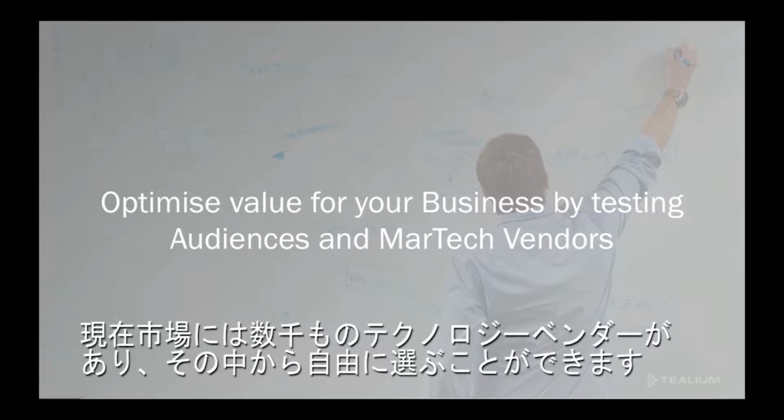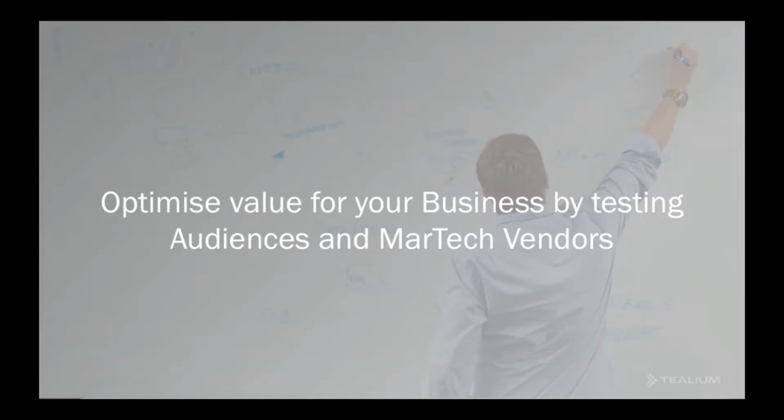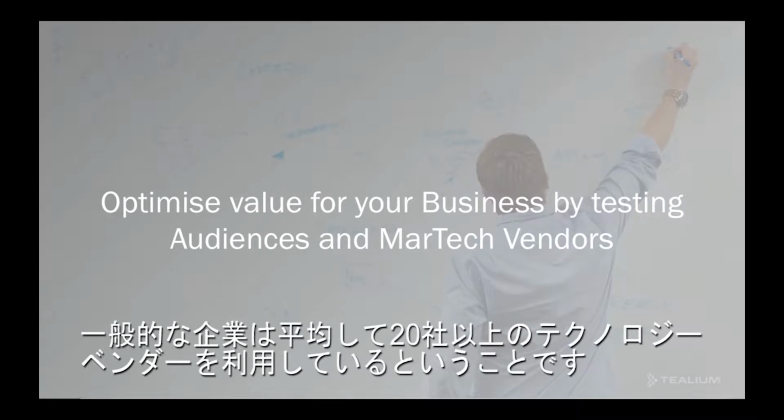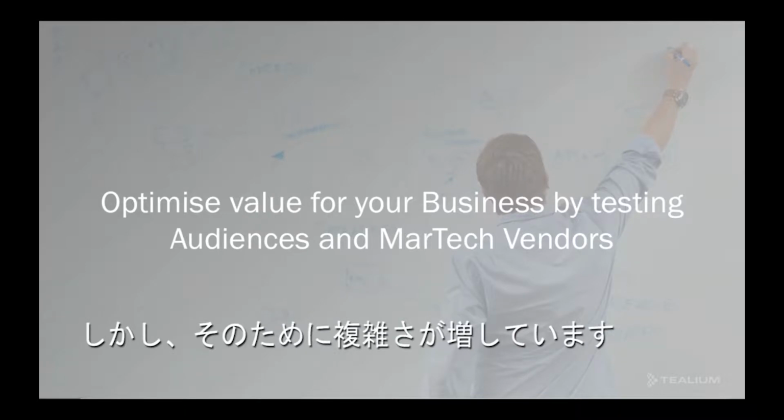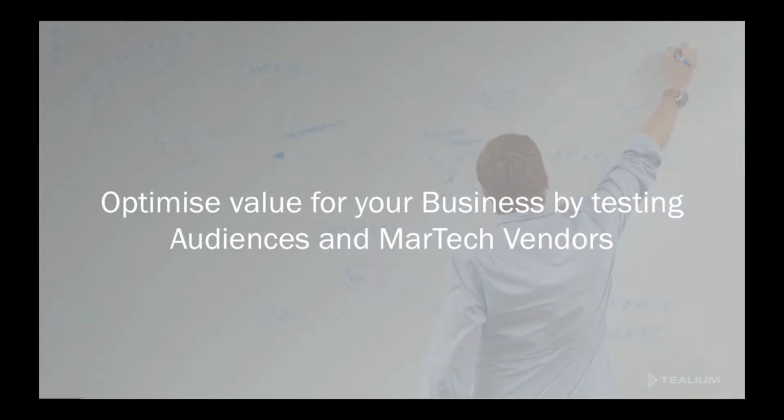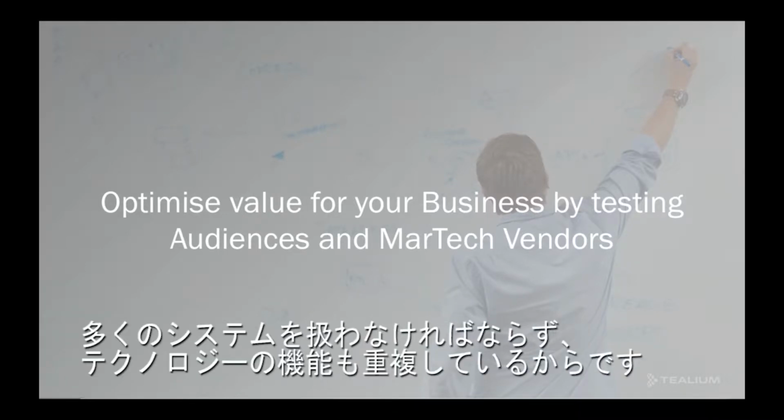In the marketplace today, there are currently thousands of technology vendors you can choose to work with. We find that the average company at present has more than 20 different technology vendors. This can cause a lot of complexity within your organization because you have a number of audiences you need to work with, and of course there's some overlap between the marketing technologies that you're currently using.